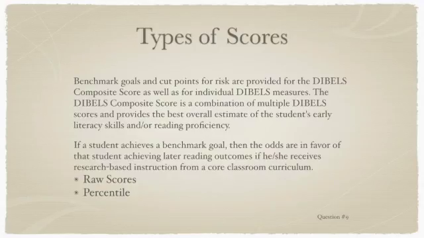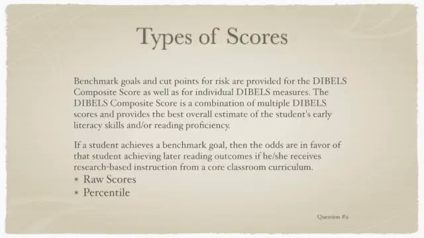DIBELS consists of a couple of different scores. You have your raw score, then you find your composite score, and then you put your child in the percentile. Benchmark goals and cutoff points for risk are provided for the DIBELS composite score as well as for individual DIBELS measures. The DIBELS composite score is a combination of multiple DIBELS scores and provides the best overall estimate of the student's early literacy skills and/or reading proficiency.